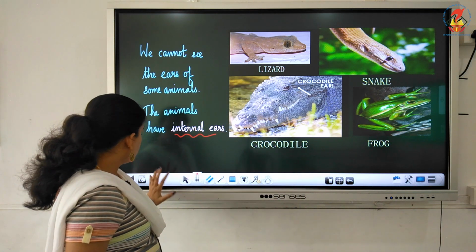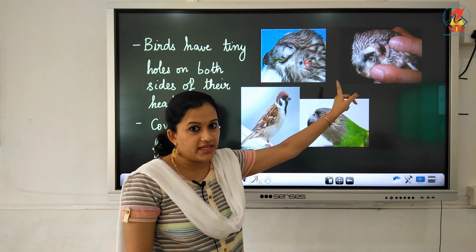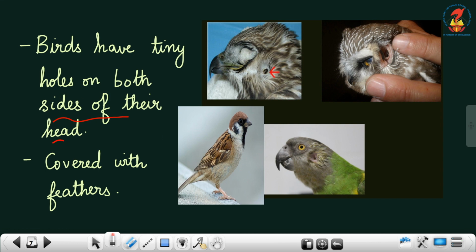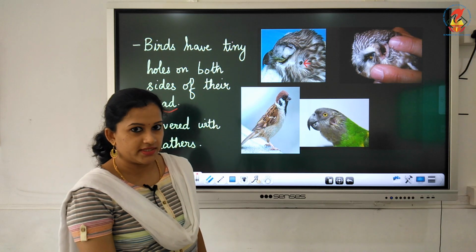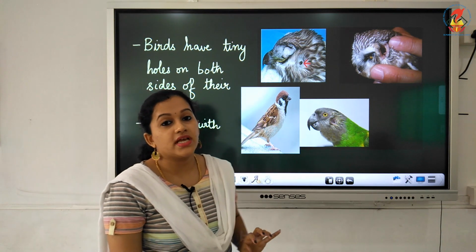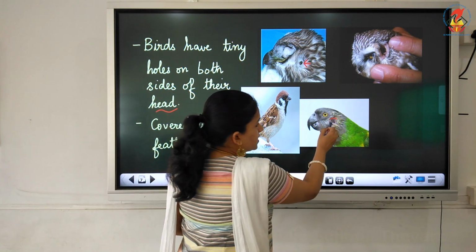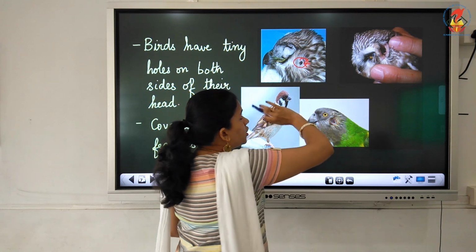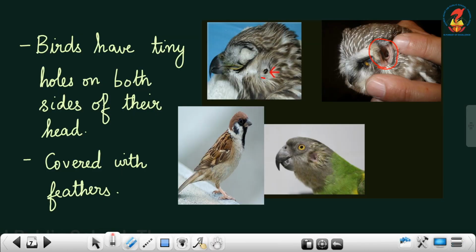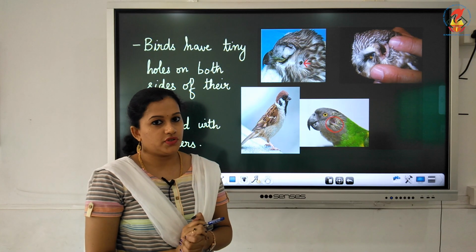In birds also you can see the holes that they use for hearing. Okay, birds have tiny holes on both sides of the head, and they hear with the help of these holes. Okay, and why can't you see them? It's because these holes are covered with their feathers. Only if you remove the feathers, only then you can see the holes. See, when you remove the feathers, you can clearly see the holes on the side of the head of birds. With that, the birds hear.